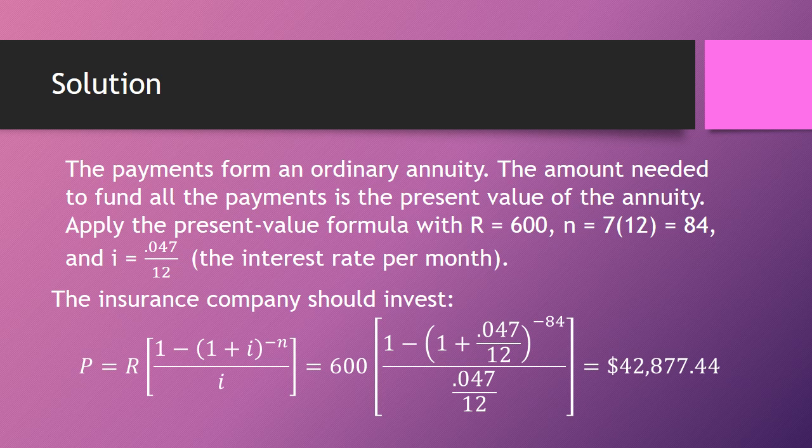Okay, this is an ordinary annuity. Our payment is $600 a month, that's R, and n is 7 times 12, which is 84 payments over the course of the annuity. i is 0.047 divided by 12. Putting all those numbers in, we see that they need to invest $42,877.44 now to have enough in the account to pay off all of the payments.